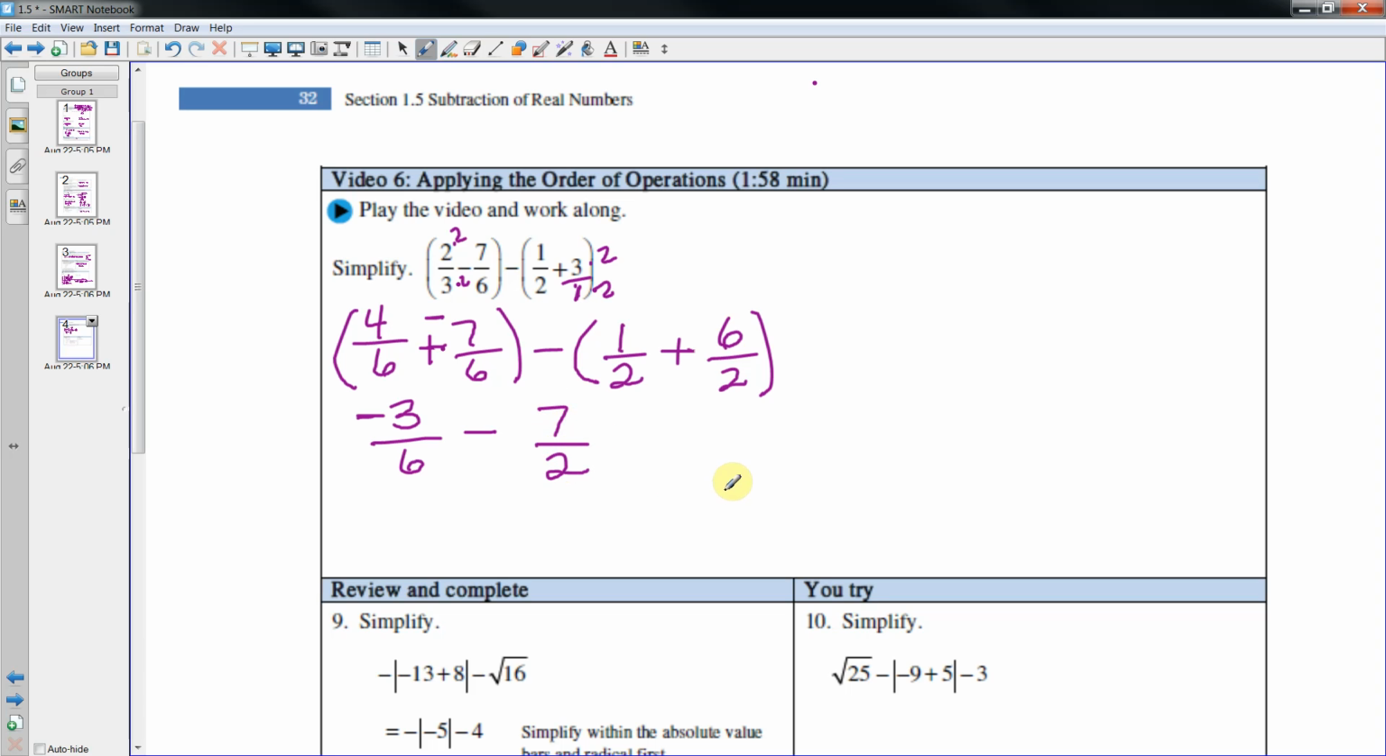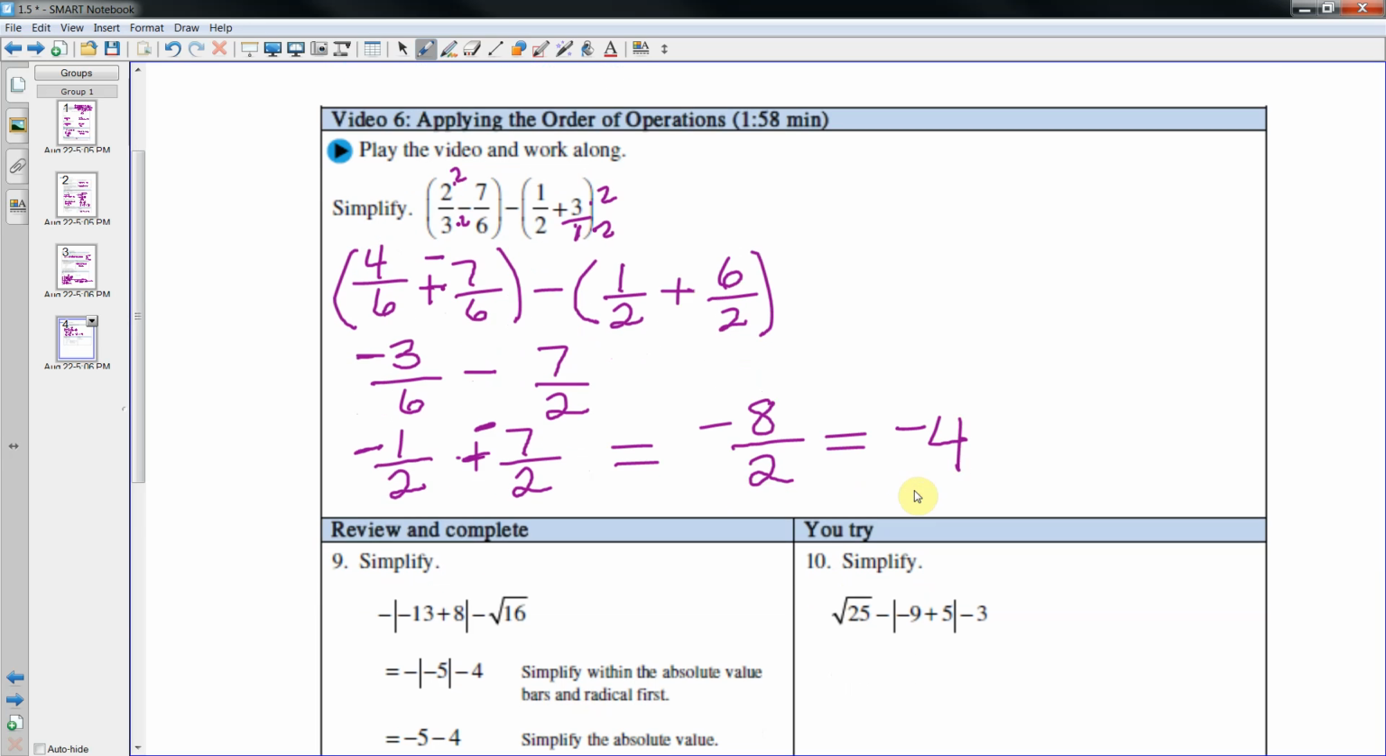Now, I could go ahead and get a common denominator, but I recognize that 3 over 6 reduces. It reduces by 3's to a negative 1/2. So that helps me because I don't have to find another common denominator. So I've got negative 1 over 2 minus 7 over 2. So that's plus a negative. Those are two negatives. Add them together, get negative 8 over 2. Reduce that. 2 goes into 8 4 times and it stays negative. So negative 4.